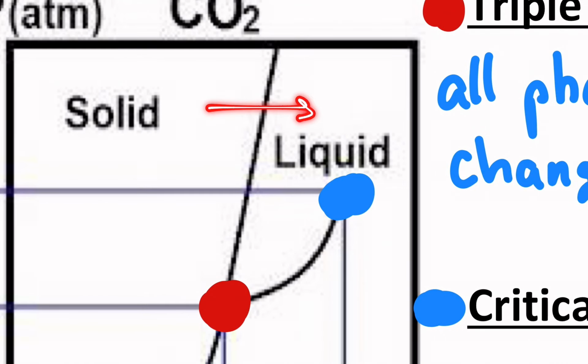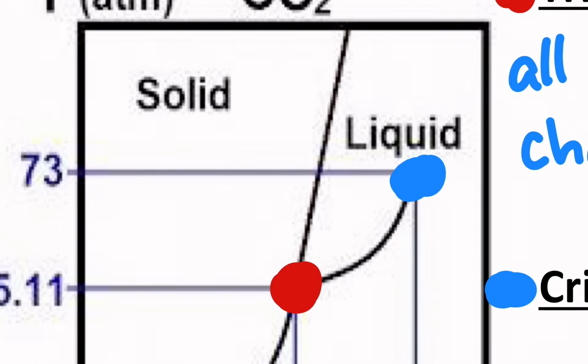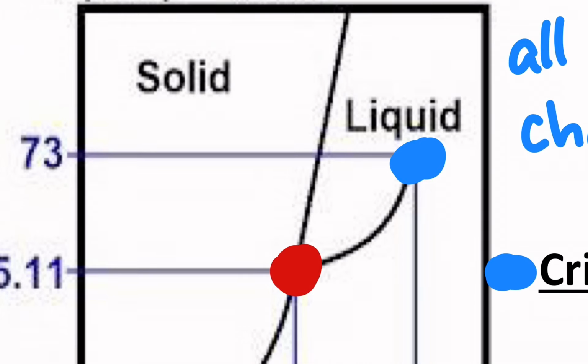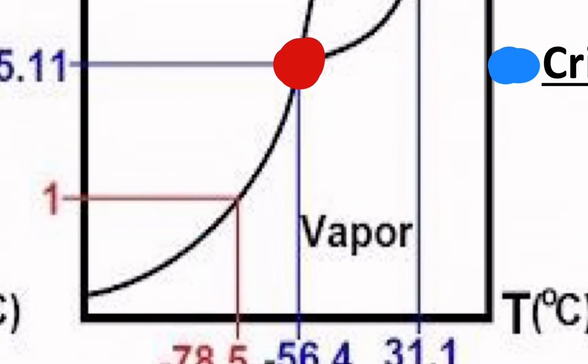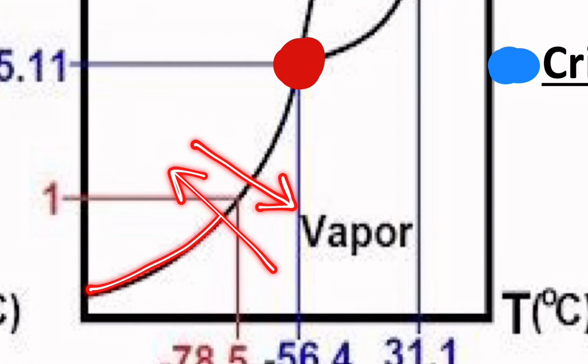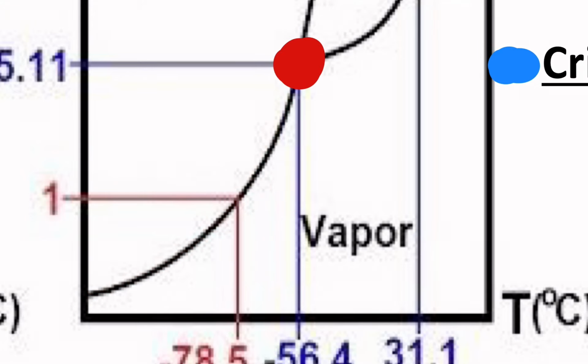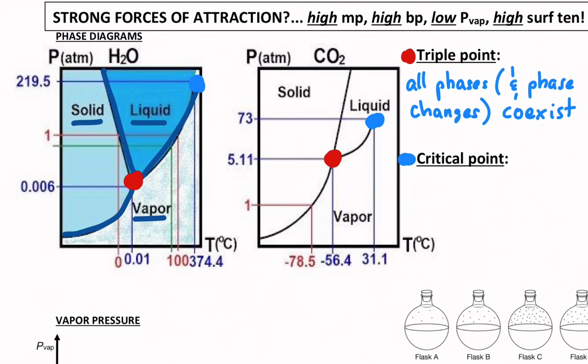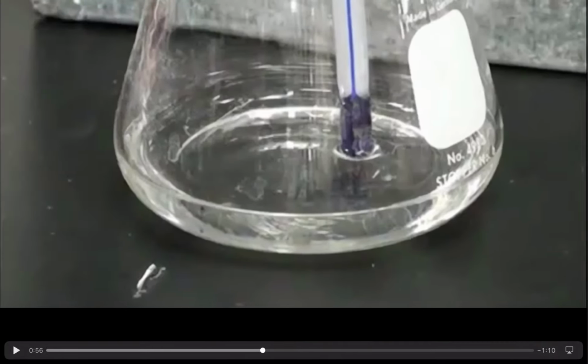For example, solid to liquid melting and liquid to solid freezing happens along this line at some temperature relative to some pressure. Likewise, solid and vapor, you have sublimation and deposition occurring along this line. But at the triple point, you get everything. You get all the phase changes. That's hard to simulate, so I have a video that shows this with tert-butyl alcohol.